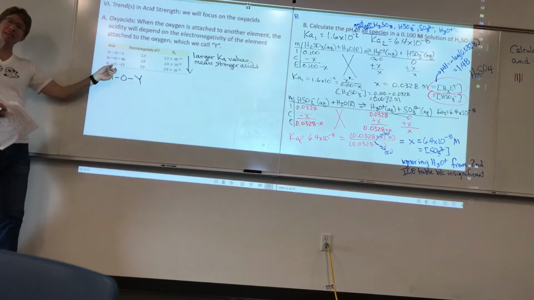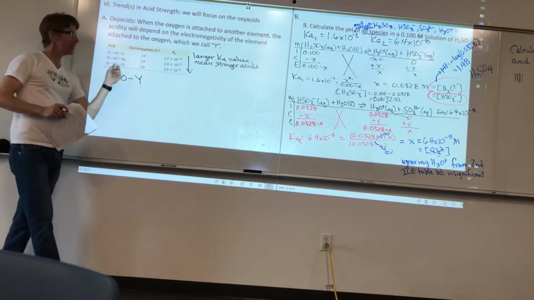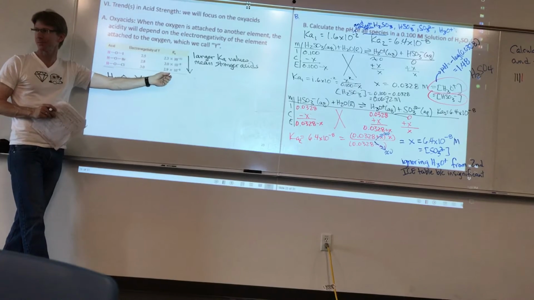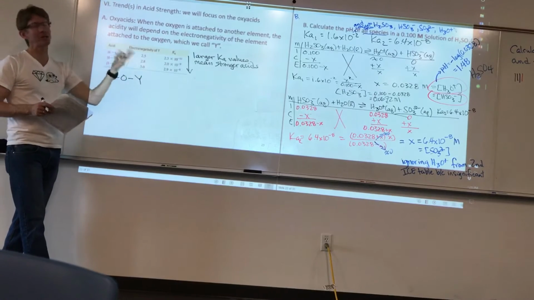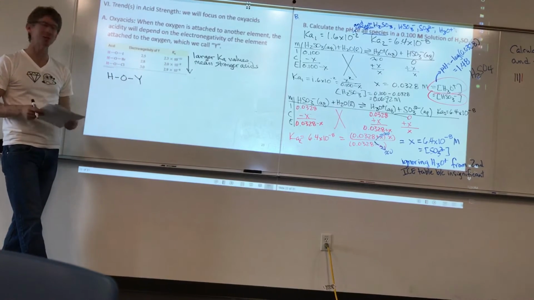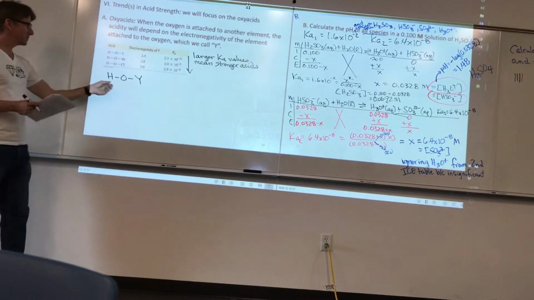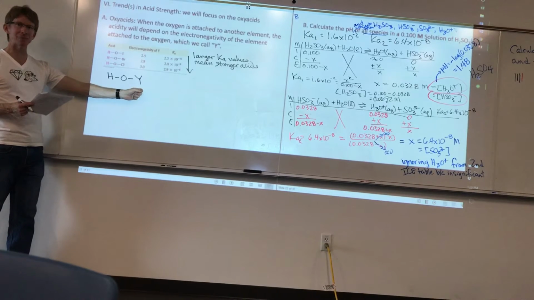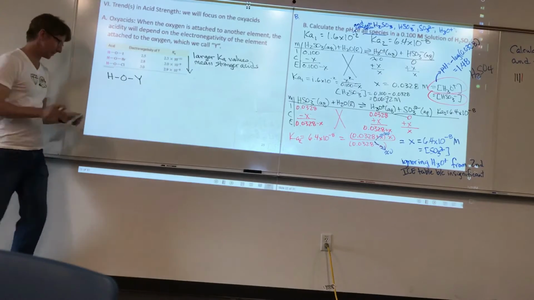The first thing I will say is if you have any questions about acid trends, you have a sheet that has all the Ka values on it, and you can look up what the trend is. You won't have the Ka sheet for your first exam, but afterwards you will for the next ones. Good. Then the idea here is the more electronegative this element is, the more it is going to pull the bonding electrons away.